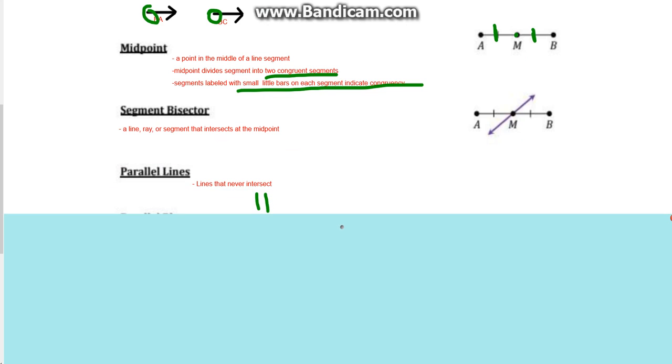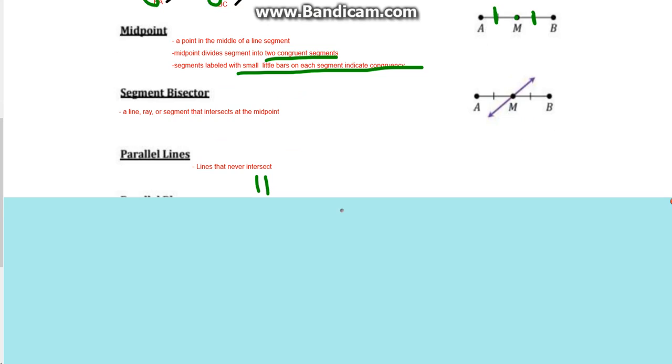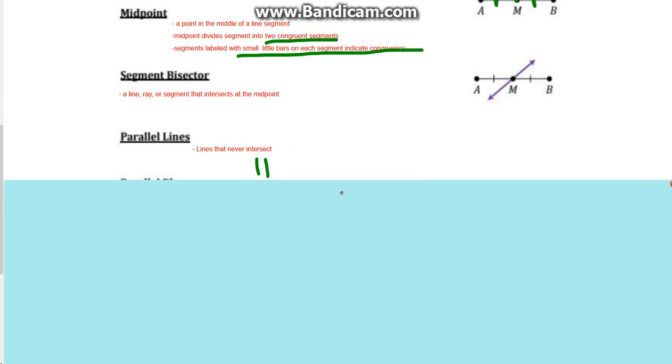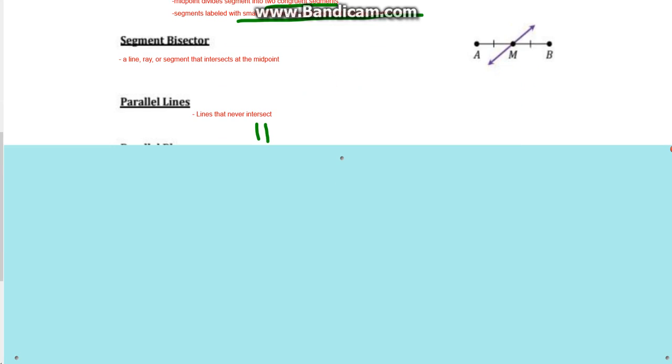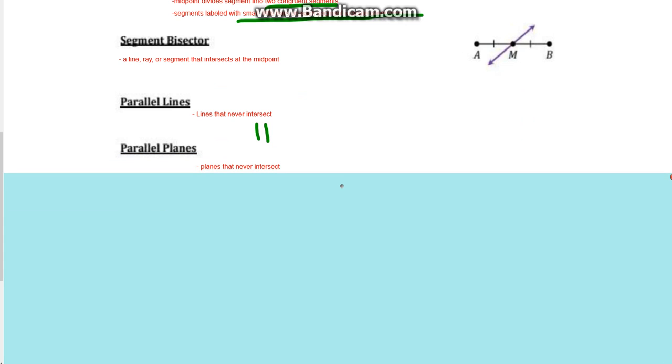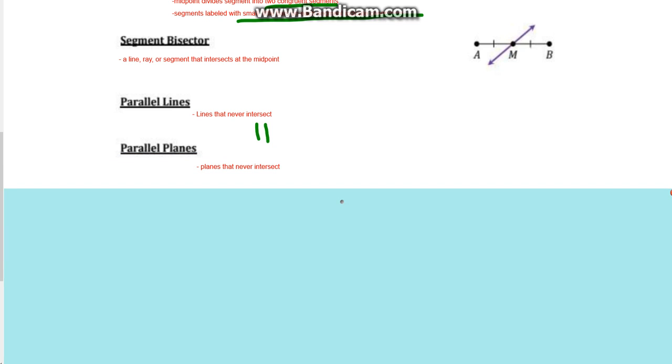Parallel lines, lines that never intersect, and you have to memorize this symbol. You'll see it a lot. When you see this symbol, it just means that the line is parallel. And parallel planes, planes that never intersect.